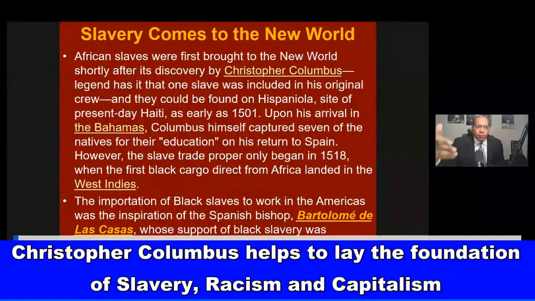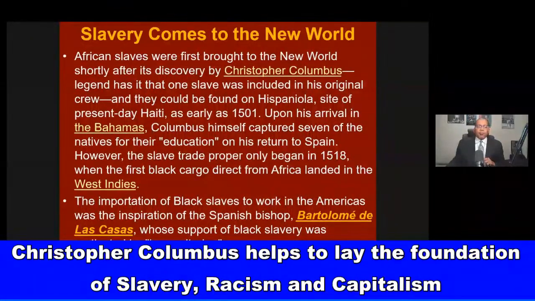Now, slavery comes to the New World. African slaves were first brought to the New World shortly after the discovery by Christopher Columbus of the so-called New World. Legend has it that one slave was included in his original crew and that they could be found on Hispaniola, the island of Hispaniola, a site of present-day Haiti, as early as 1501. Upon his arrival in the Bahamas, Columbus himself captured 7 of the natives for their quote-unquote education. That's what he said on his return to Spain. However, the slave trade proper only began in 1518 when the first African cargo direct from Africa landed in the West Indies. This is after the Asiento de Negros.